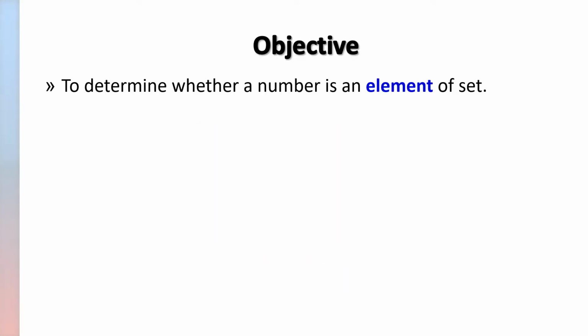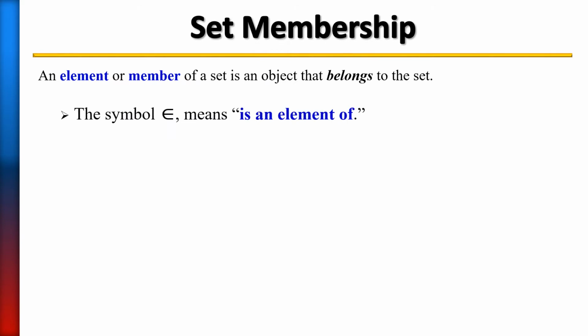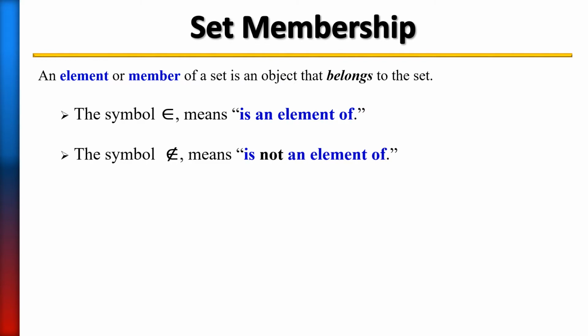We're going to determine whether a number is an element of a set. An element or member of a set is an object that belongs to that set. When you see a symbol that looks sort of like a fork turned sideways, that means that it is an element of a set. If we draw a line through it, it means that it is not an element of a set. Let's do some examples and it'll make more sense.